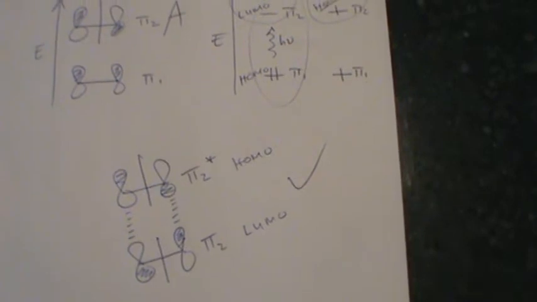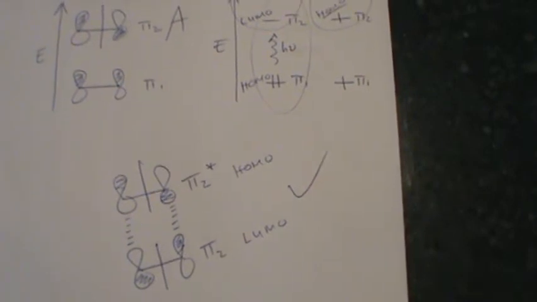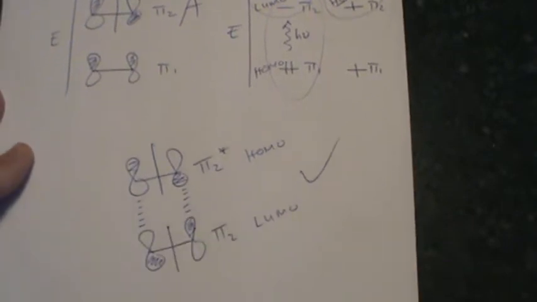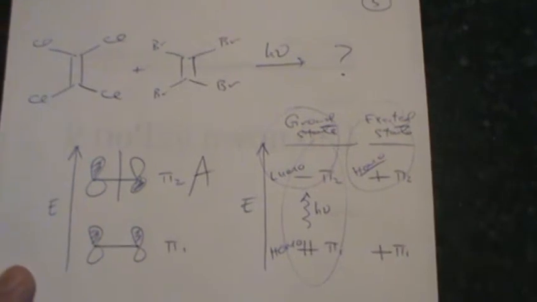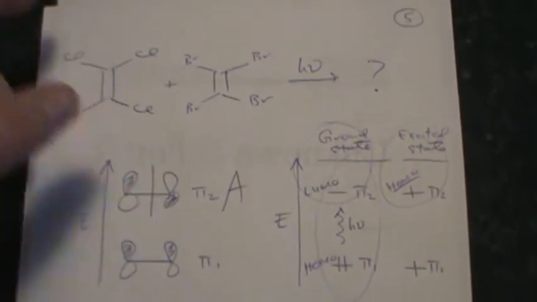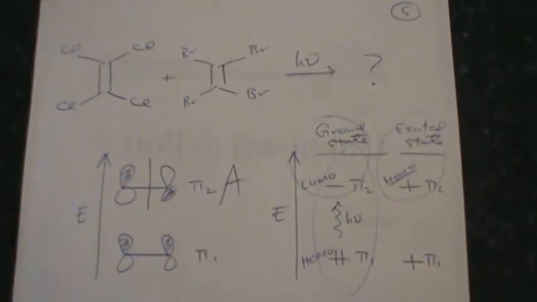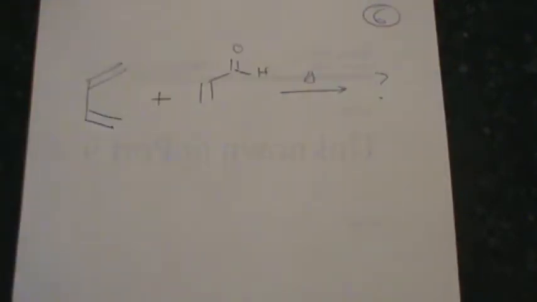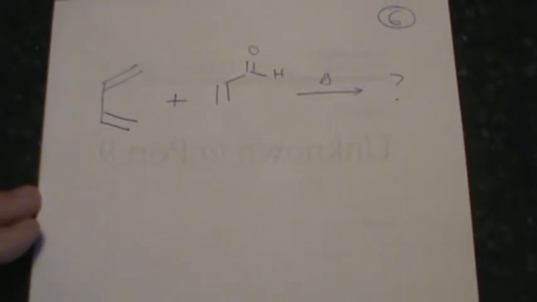So whether we do it by the Woodward-Hoffmann rules or the frontier molecular orbital method, either way, we conclude that this reaction would be allowed. So it's very interesting. We looked at this very same reaction under both thermal and photochemical conditions. Under thermal conditions, it was forbidden. Under photochemical conditions, it is allowed. Let's look at another one.